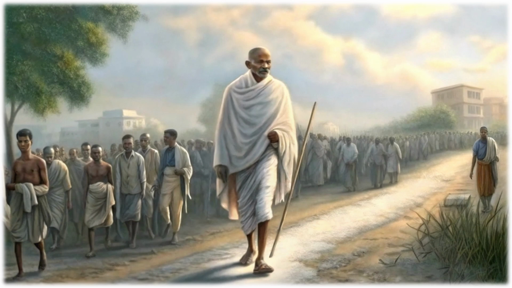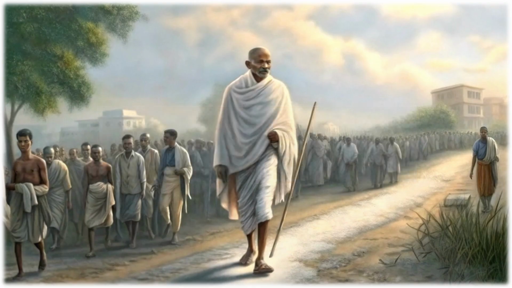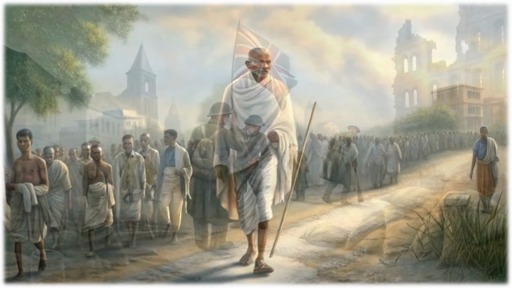Mahatma Gandhi became the symbol of nonviolent resistance against British rule in India. With methods like civil disobedience, boycotts of British goods, and protest marches, he mobilized millions of Indians. His goal was full independence for India, Swaraj. Gandhi's movement put enormous pressure on the British government.